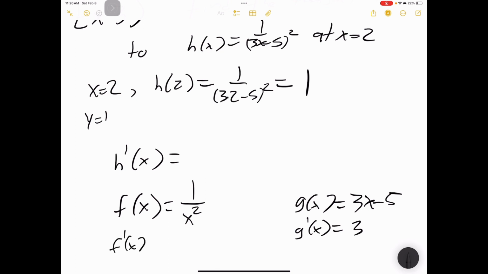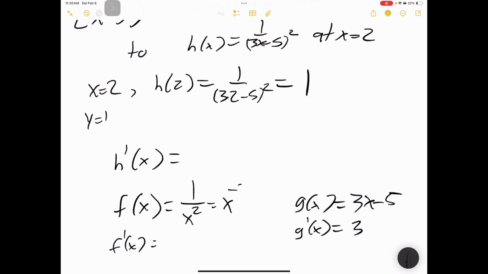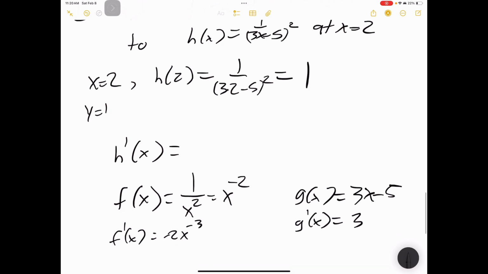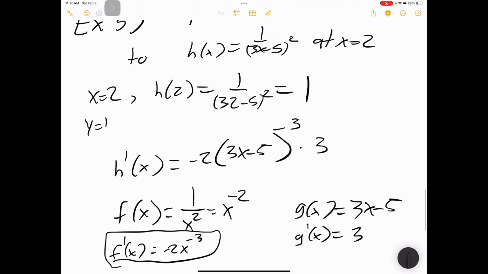f prime of x is a little more complicated, but we can do that same thing we did before. We can say this is equal to x to the negative 2, and then just do the power rule, which is negative 2x to the negative 3. And so h prime of x is going to be the derivative of f with g plugged in for x. So this is going to be negative 2 times (3x minus 5) to the negative 3, multiplied by g prime of x, multiplied by 3. Okay, we have our h prime of x.